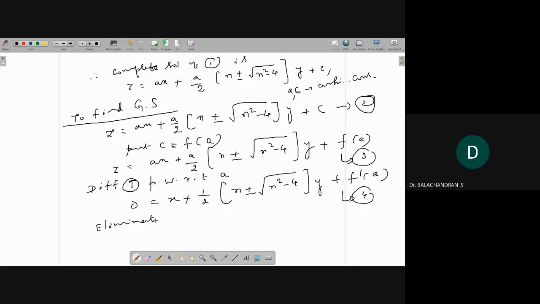Eliminate a between equation 3 and 4 gives the general solution of equation 1. Okay. So now next, singular solution.